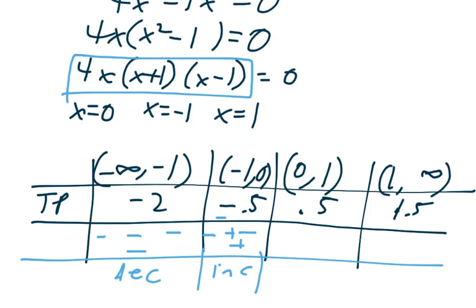When I plug in 0.5, the first one's positive. When I add 1, it's positive. When I subtract 1, it's negative. So that means that part is decreasing. And when I plug in 1.5, all of my factors are positive. So this portion is increasing.